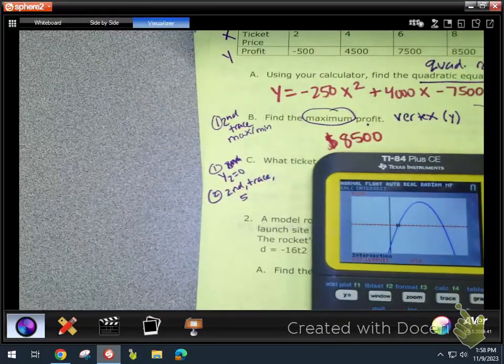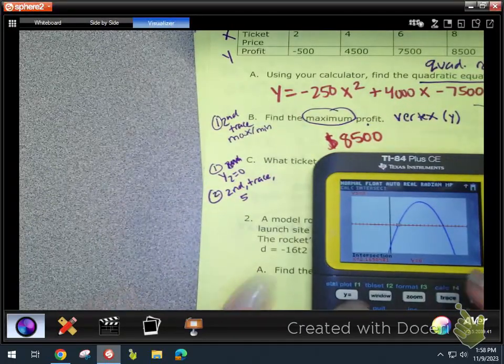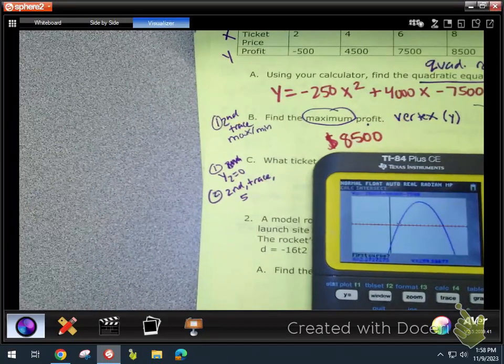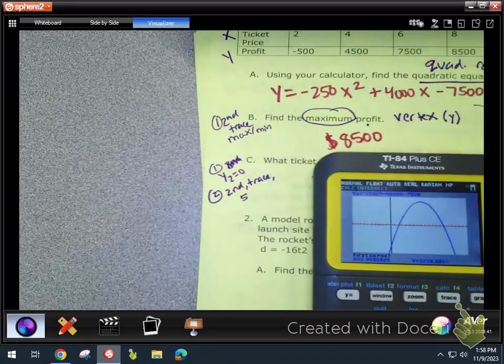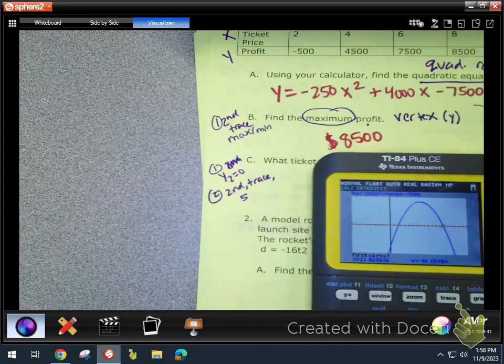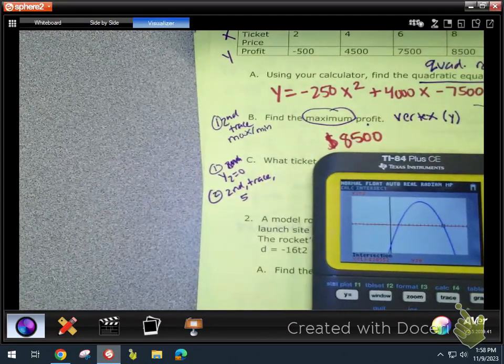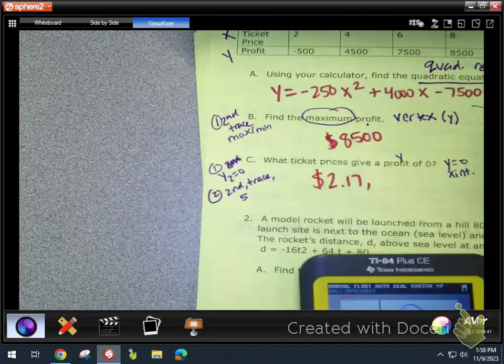Now, is there another place that your profit is at 0? Yes. So do it again. Second trace 5. Scroll to the other one. Just wait. Enter, enter, enter again. And the other one is at 13.83.